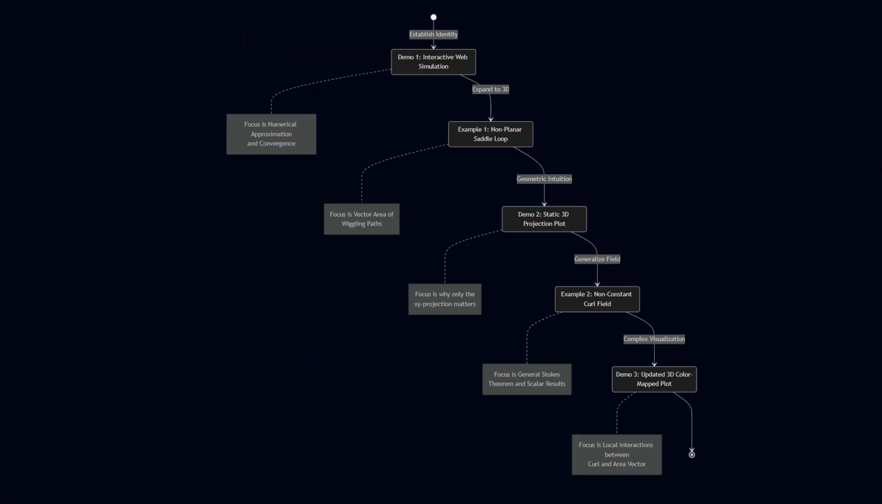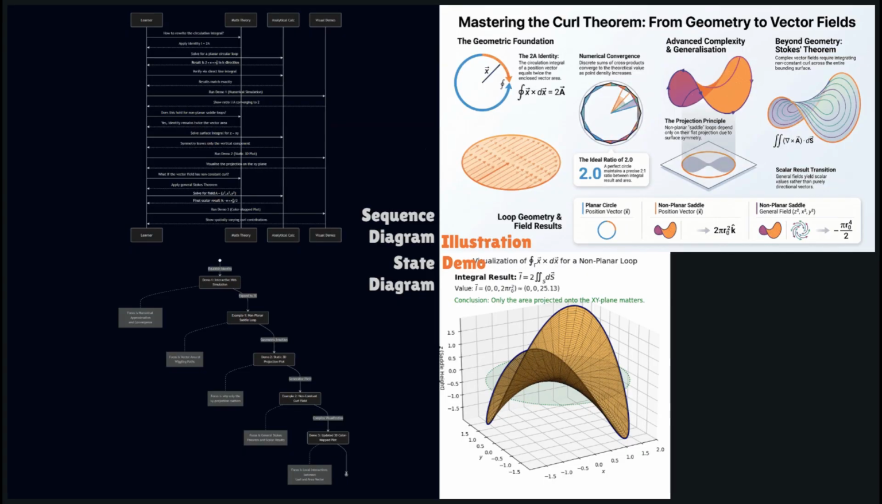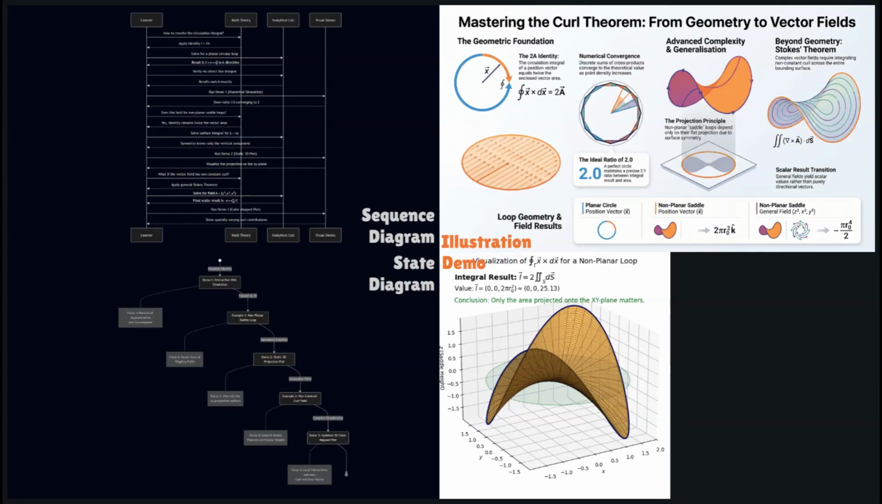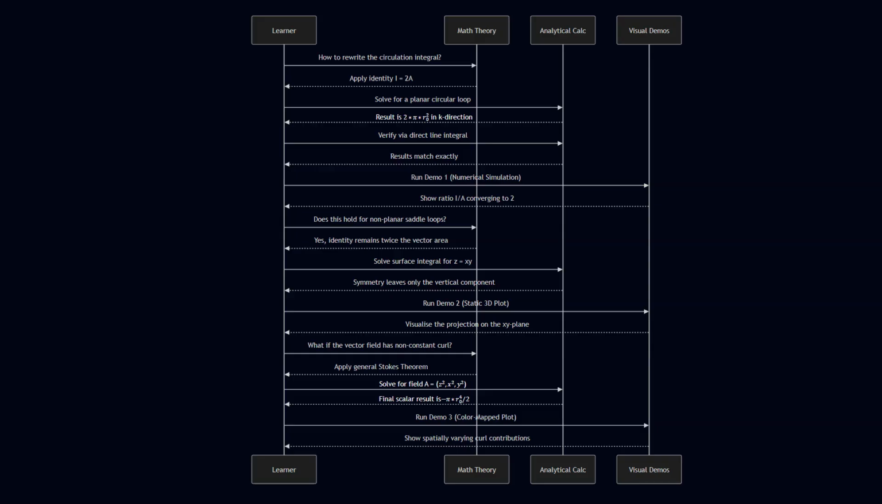The sheet then shifts to a more complex state, the three-dimensional saddle shape. Here, the path is no longer flat. It wiggles up and down. This is where the state diagram highlights a purposeful transition in our intuition. While the math seems like it should become much harder, we discover a beautiful simplification.